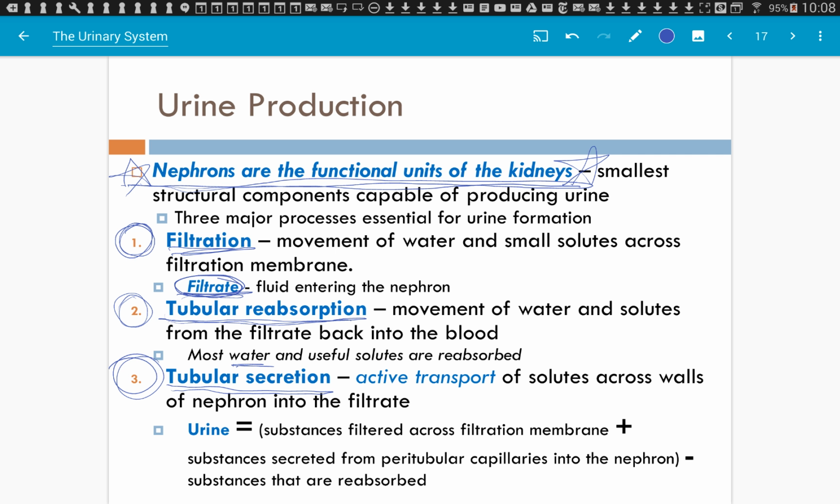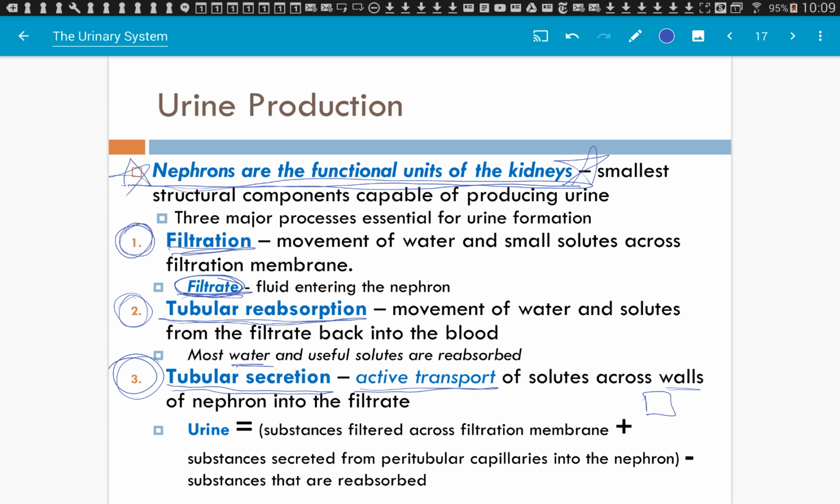Okay, but tubular secretion requires energy. It's active transport using ATP. It's moving solutes or substances against their concentration gradient. So that's why you need, or against the wall, if it's the cuboidal wall, you would need a transport protein or something to help it move back into the collecting duct.